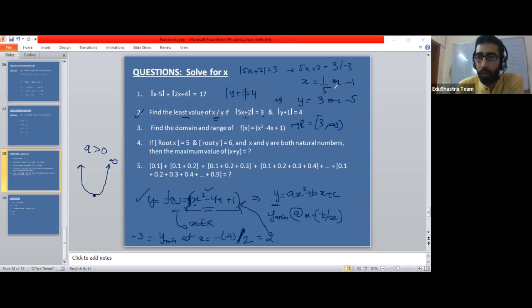You should take this combination, x positive, y negative, or x negative, y positive, to find the least value. So in the first combo, x is 1 by 5 and y is minus 5. Then x by y becomes 1 by 5 divided by minus 5, which becomes minus 1 by 25. And in the other value, x by y becomes minus 1 divided by 3. Surely minus 1 divided by 3 is less than minus 1 by 25.